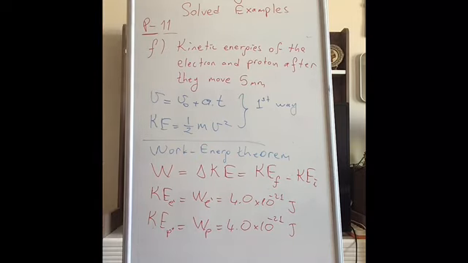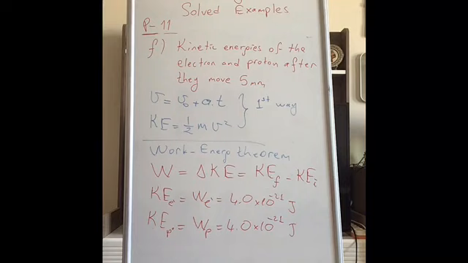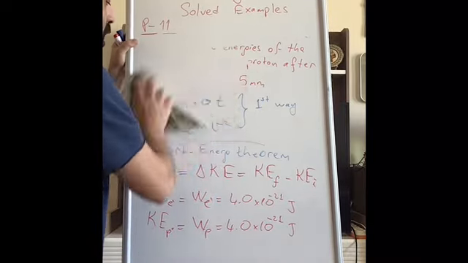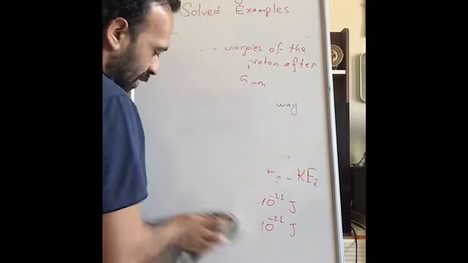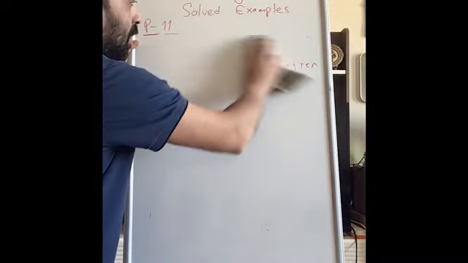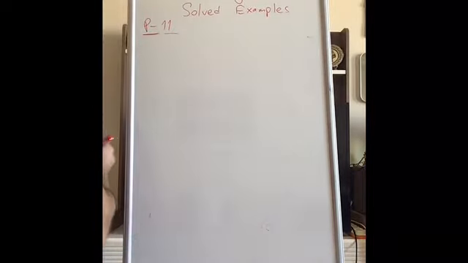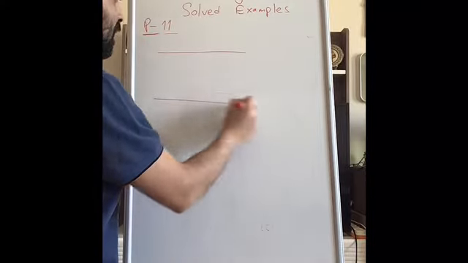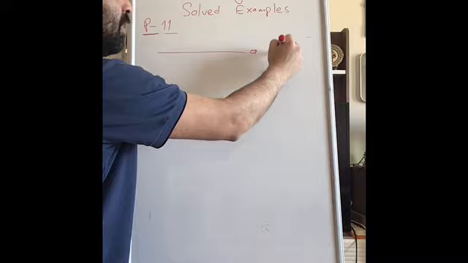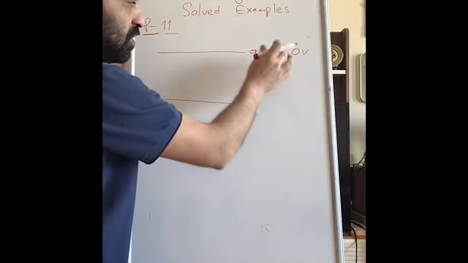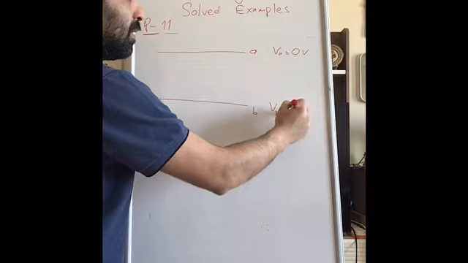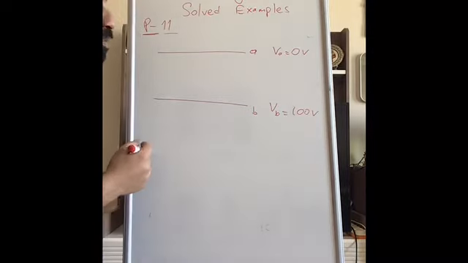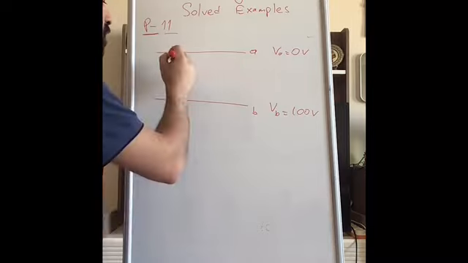All right, let's move on to the next part G, asking to calculate the electric potential difference for the electron and proton after they move 5 millimeter. Okay, let me give you the figure again. We drew it in the beginning. So these are our plates, all right? Point A, point B. VA was equal to 0 volt. We just chose it as a ground. VB was 100 volt. Let me just put the final location of the electron.